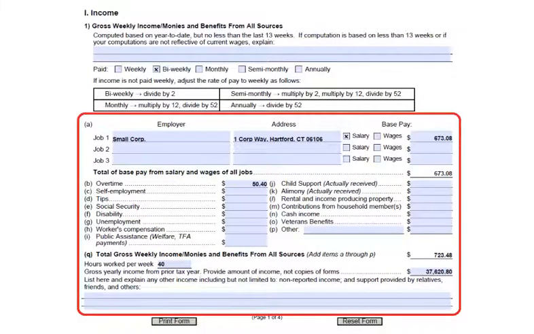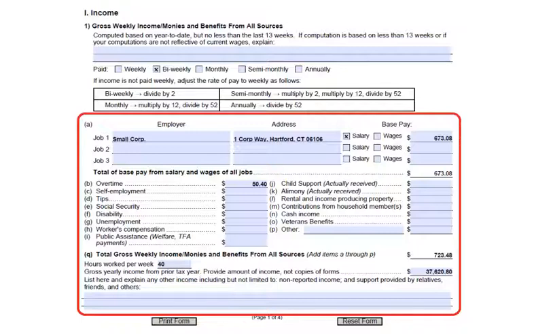For lines B through P, you will enter other weekly income from the source listed. For example, if you receive overtime, enter your weekly income from overtime on the line provided following B, overtime. If you do not receive income from a listed source, skip that line. Once you have completed filling in all the appropriate lines, add up the amounts you have entered on lines B through P and enter this total on line Q, total gross weekly income, monies, and benefits from all sources, or allow the automated form to do it for you.